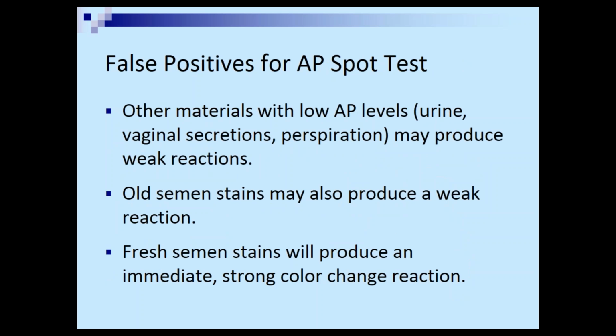As we already said, other items are going to react with this AP spot test, specifically other materials with acid phosphatase, so urine, vaginal secretions, etc. So if your mock case is, you receive a piece of clothing with a suspected semen stain on it, you do the alternate light test, it fluoresces, you do the AP spot test, it turns purple. What are your conclusions? Answer in the chat box.